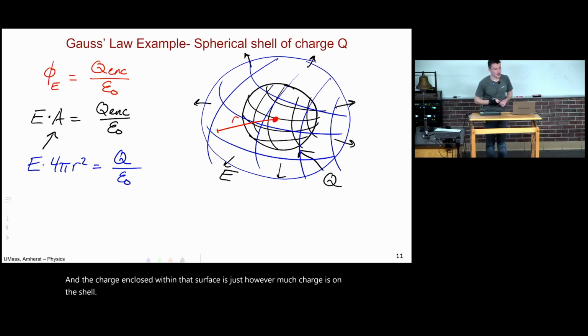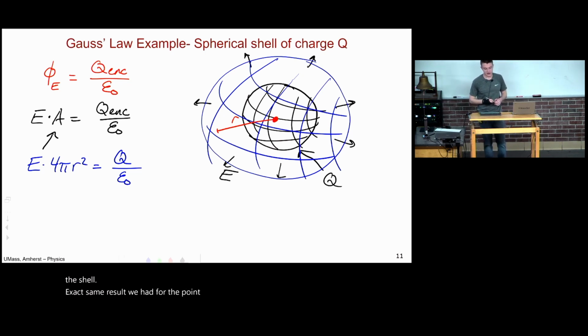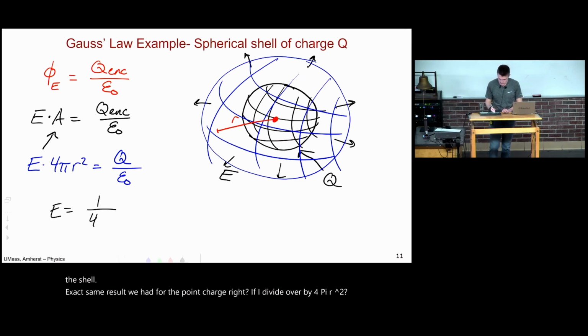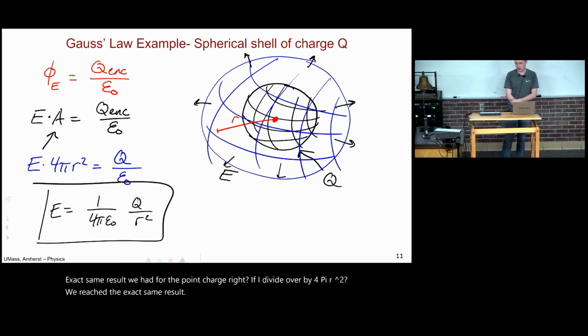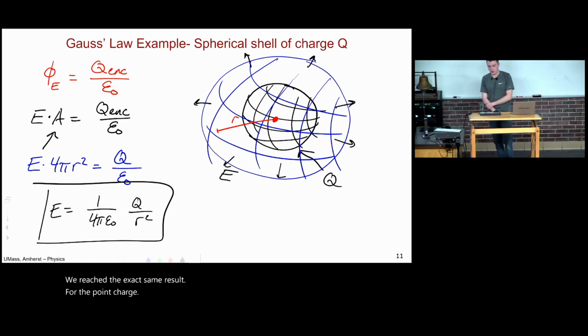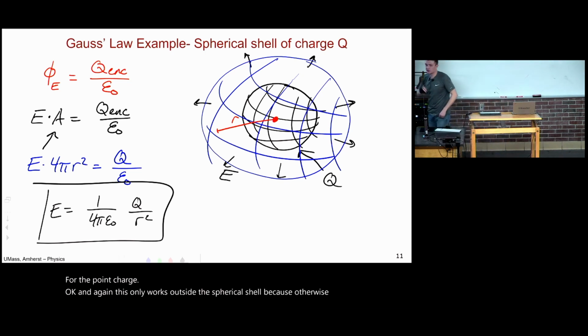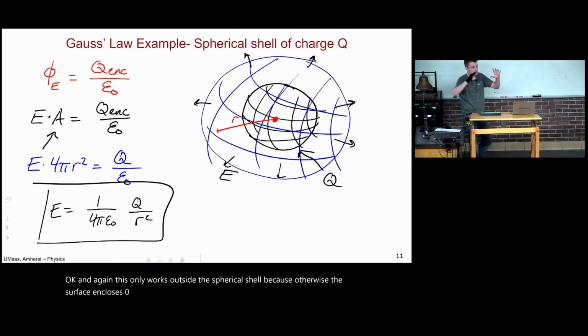Exact same result we had for the point charge. Right? If I divide over by 4 pi r squared, we reach the exact same result for the point charge. Okay, and again, this only works outside the spherical shell because otherwise the surface encloses zero charge. If you take the surface within the hollow shell, there's no charge inside.